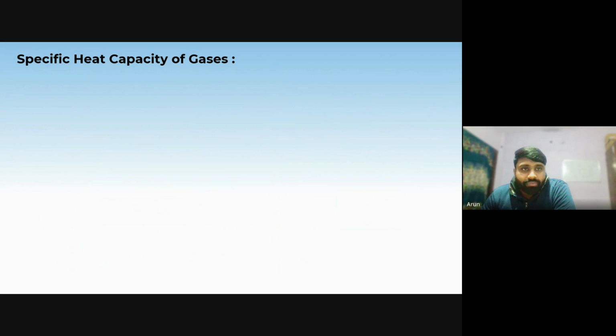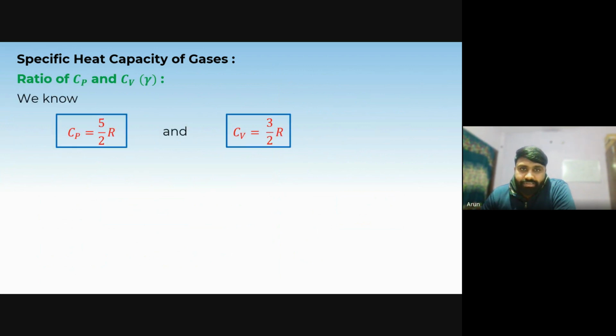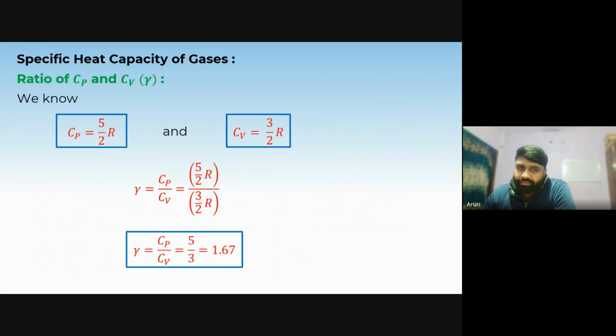This is Cp. Now the ratio of Cp and Cv will become 5 by 3, which is 1.67. These values you need to remember.